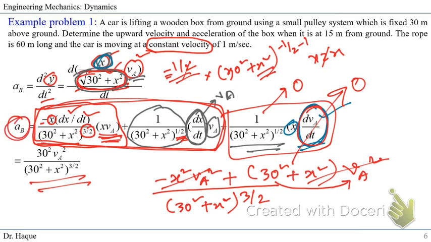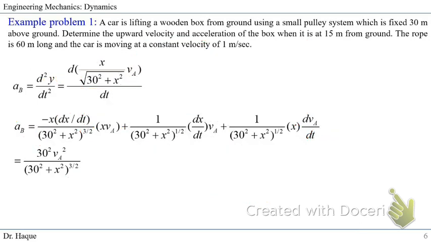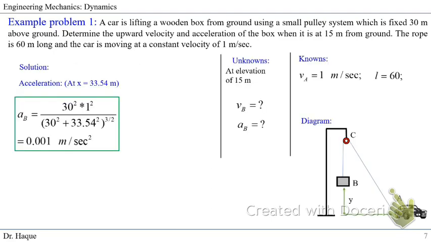Once we know how to find this derivative, now it's simple. We just have to plug in the value at x equals 33.54 into that equation, and we get acceleration of 0.001 meter per second squared. So we have found our velocity and acceleration. The problem is easy, just plugging your findings into the equation, but the derivative was kind of critical, but we explained that. And that is our answer.